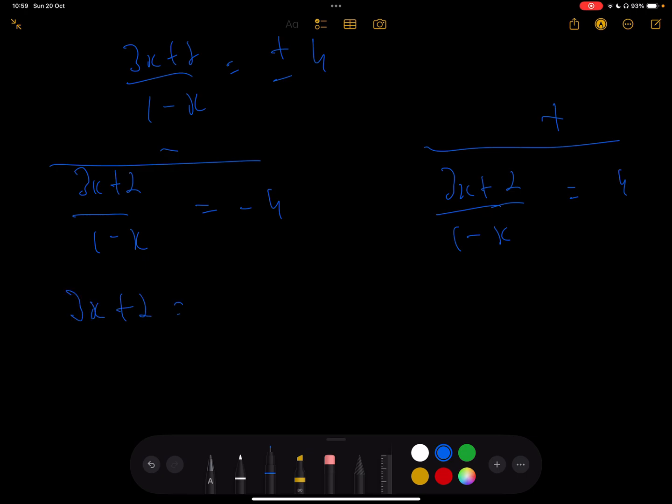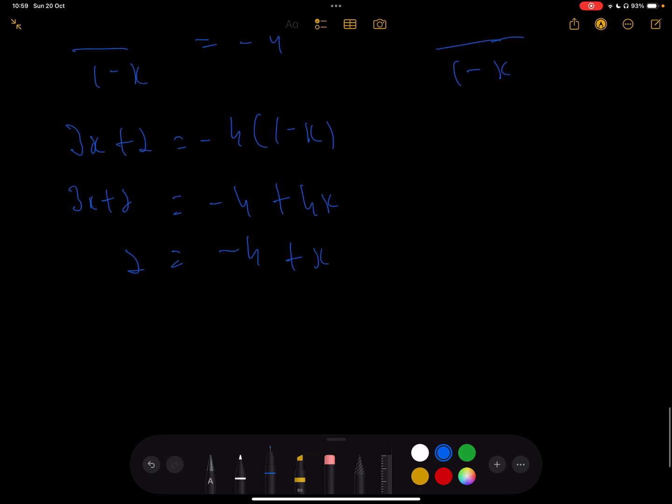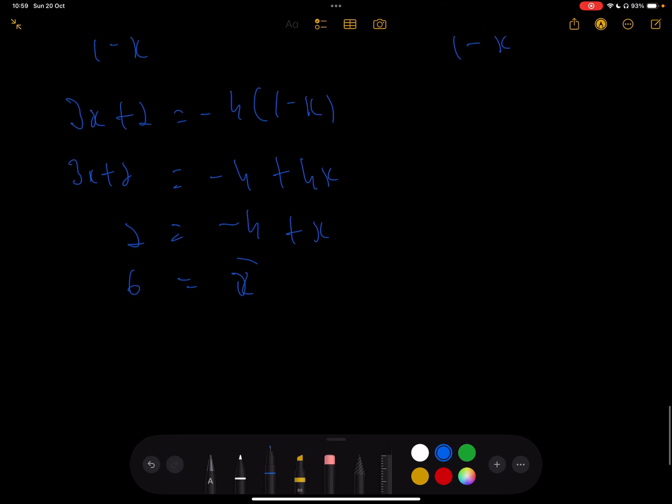So 3x plus 2 is equal to -4 times 1 minus x, and we just expand the bracket. So we get -4 plus 4x. And then we can subtract 3x from both sides, so we get 2 is equal to -4 plus x, therefore leaving us with x is equal to 6, where we add 4 to both sides, so we get 6 is equal to x. Alright, that's only our first solution.